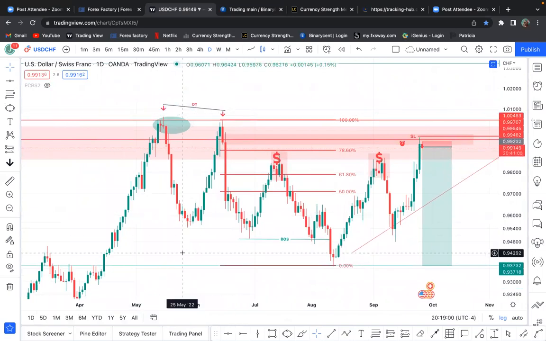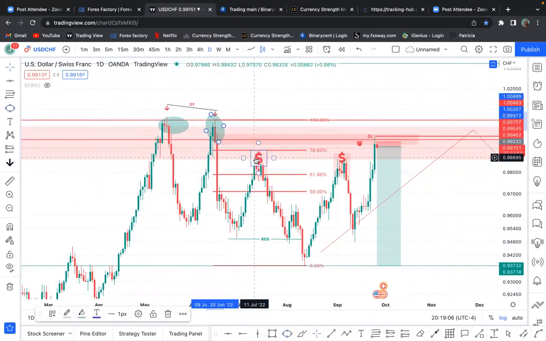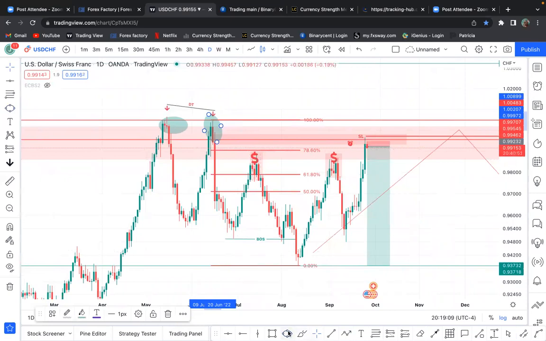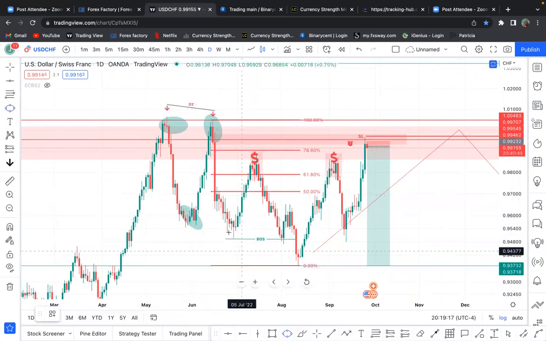I'm still trying to master this too. I think I'm just gonna get another one. So yeah, this is another high. Okay, and then the market started creating lower lows. So yeah, here is a low. Okay, and this is a lower low. Okay, and this is a lower high.